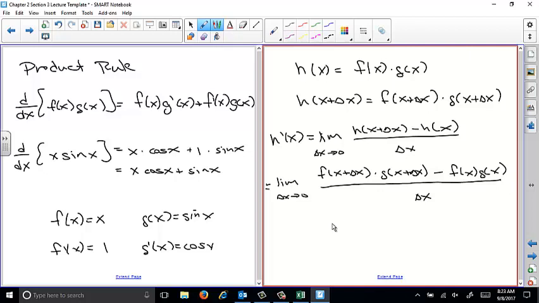So what we do is, okay, this is a part I got to make sure I do right. We're going to add and subtract the same quantity to this function. It's either f of x times g of x plus delta x, or it's the other way around. I got to remember the way I do this. So it's going to be f of x times g of x plus delta x. Okay, yeah. So I'm going to add that, and I'm going to subtract the same term, because if I do that, then I'm not changing anything.